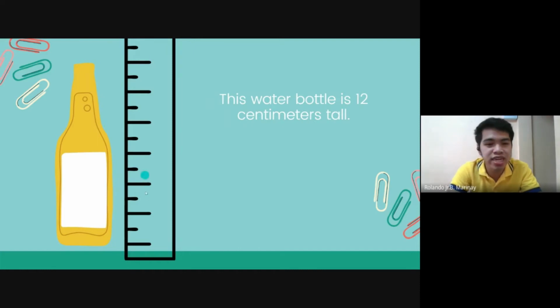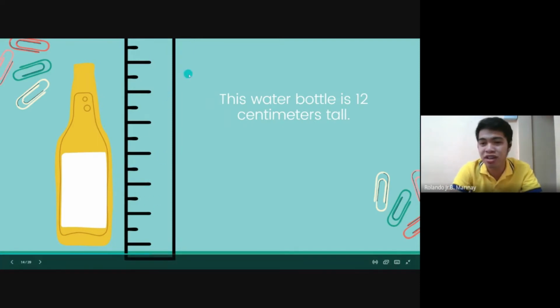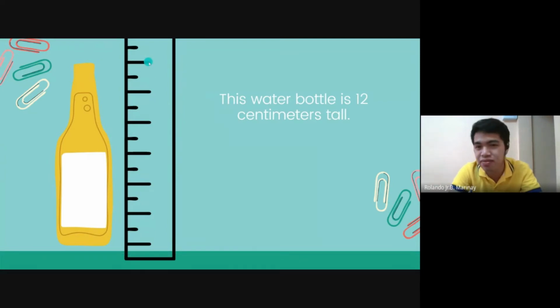Okay, so here, since it doesn't have any number at all, we're just going to count. Again, let's count. We have the 0, 1, 2, 3, 4, 5, 6, 7, 8, 9, 10, 11, 12. So the water bottle is 12 centimeters tall. Did you get it so far? Okay, let's try more examples.